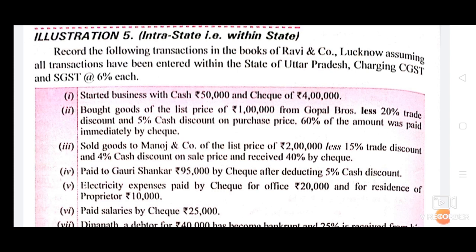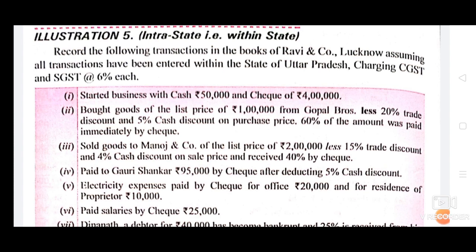Record the following transactions in the books of Ravi and Company, Lucknow, assuming all the transactions have been entered within the state of Uttar Pradesh, charging CGST and SGST at 6% each. Means we have to charge 6% CGST and 6% SGST on the related transaction. Okay, that is transactions of purchase and sales, transactions of expenses, transactions of incomes, transactions of assets purchased, etc. Understood?